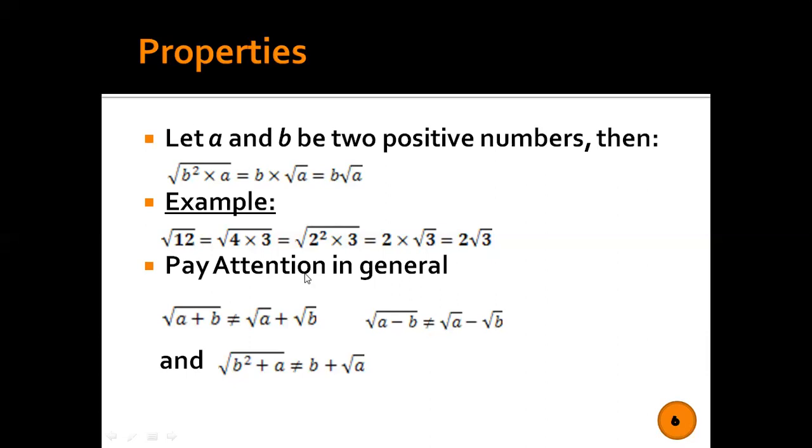Pay attention. In general, radical a plus b is not equal to radical a plus radical b. And radical a minus b is not equal to radical a minus radical b. Only this is valid for the multiplication.